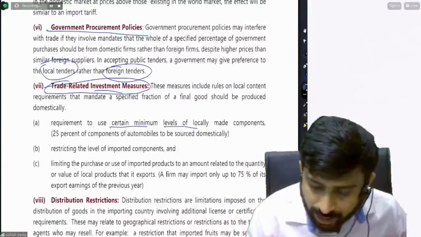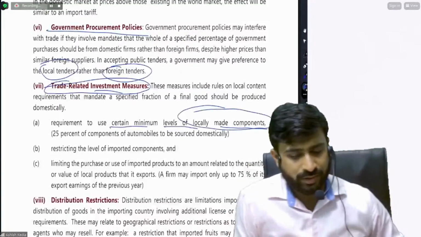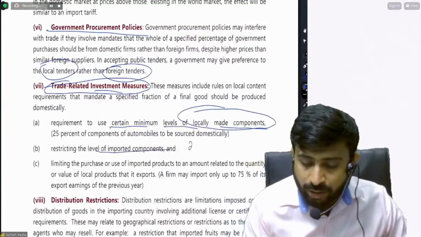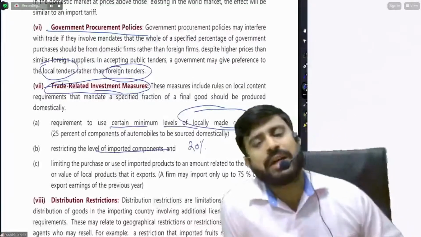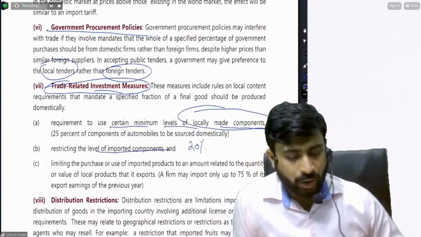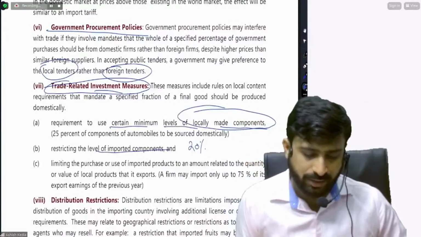Requirement to use a certain minimum level of locally made components. Restricting the level of imported components, for example, imported components can make up only 20% of my car. The remaining 80% should be in India. That is what we are talking about: trade related investment measures.